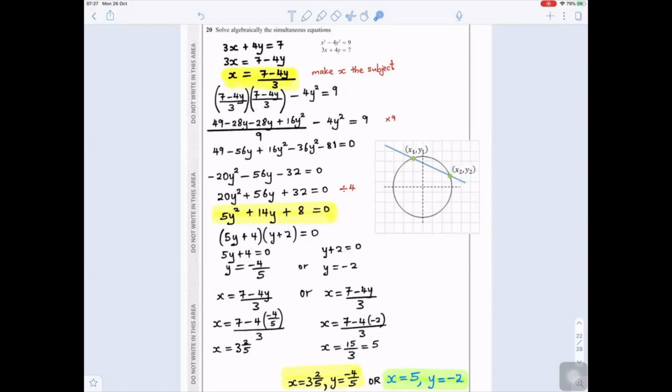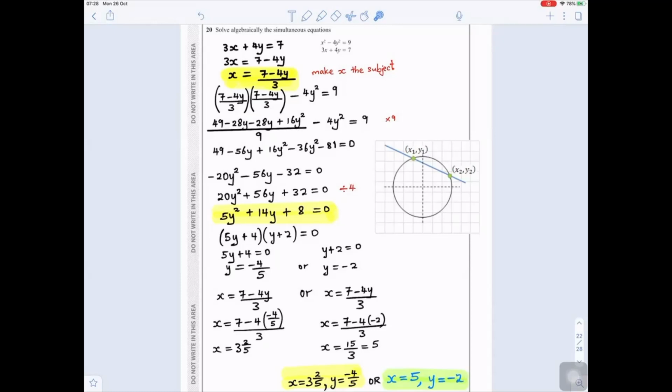First thing we want to do is go to the line because that one is easier. We make x the subject. That means put x on one side, everything on the other side. So to make x the subject from the line, we subtract 4y from both sides and divide by 3. So (7 minus 4y) divided by 3 gives you x. I've highlighted it in yellow.